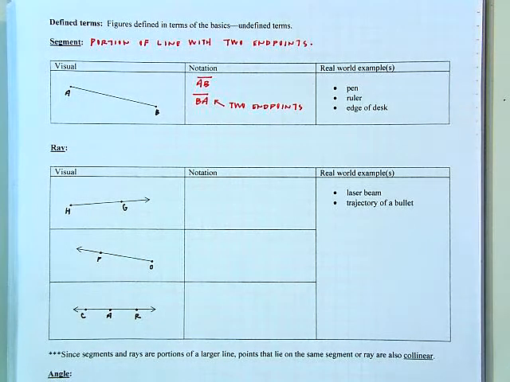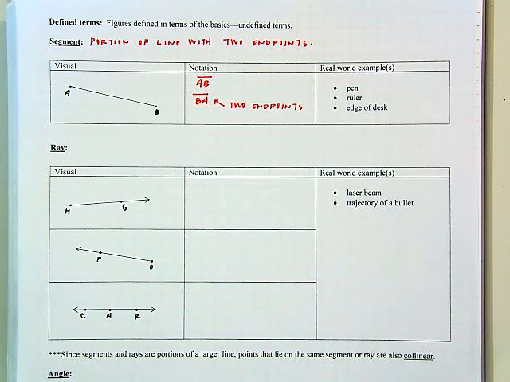Okay, some real world examples. So we're just picturing straight pathways that have distinct endpoints. So a pen, a ruler, the edge of a desk are great examples.